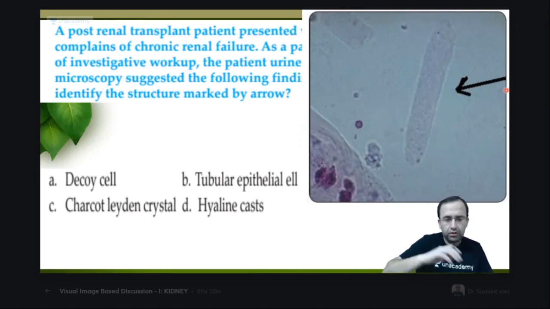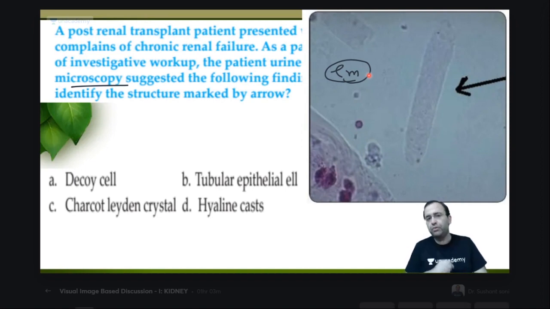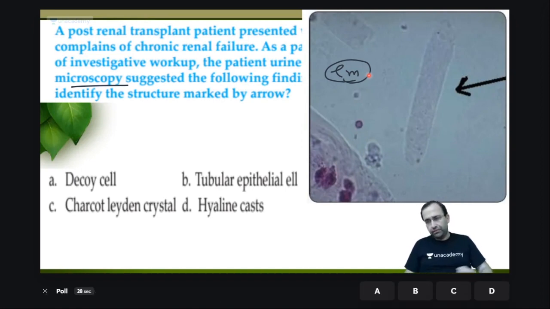Now, the next two slides are from the previous, we have seen them already. The patient of post-renal transplant on investigation, urine microscopy shows this. So this is light microscopy of urine showing this. I've just started the poll.